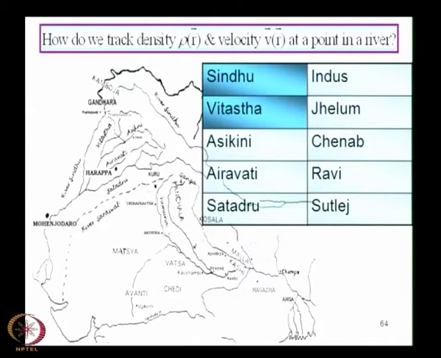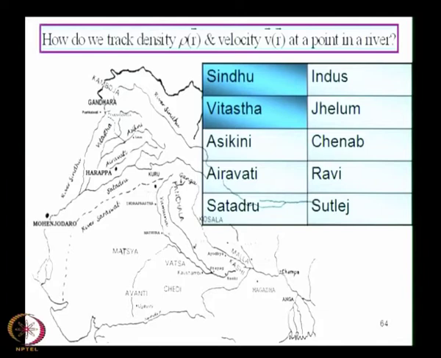Now, I assume that the description of a fluid in terms of Eulerian and Lagrangian parameters is quite clear in your minds. Let us take this idea a little further to get a very strong handle on this, because this is absolutely fundamental to setting up the equation of motion for a fluid. And let us think of some rivers in northern India. You have got the Sindhu, the Vitishta, which is now called the Jhelum, the Ashikani, now called the Chenab, lovely rivers in the beautiful Himalayas. You have got the Shatadru, now called the Satluj.